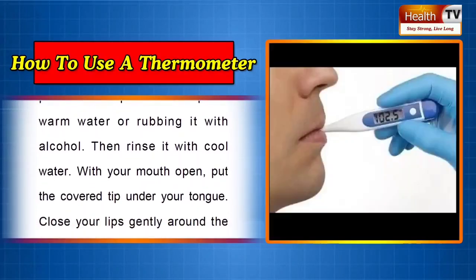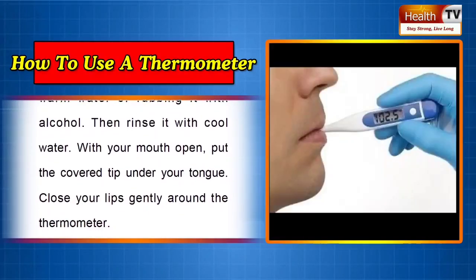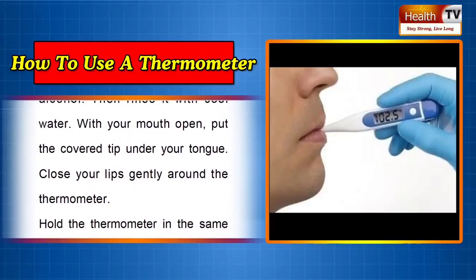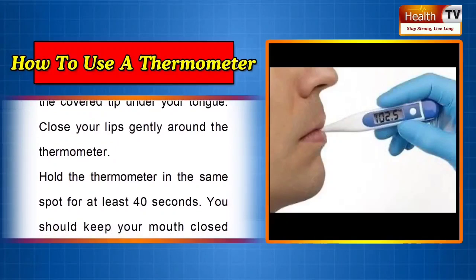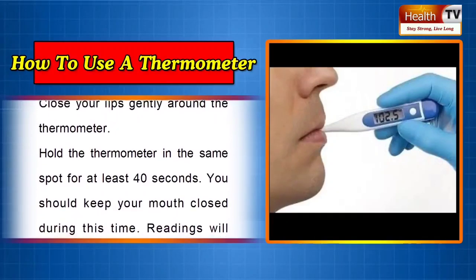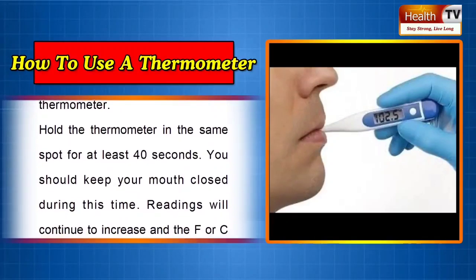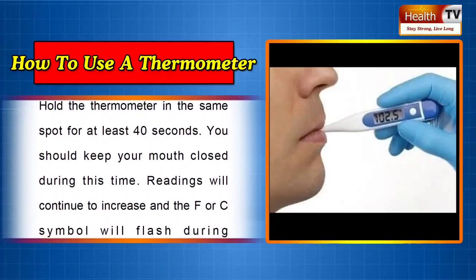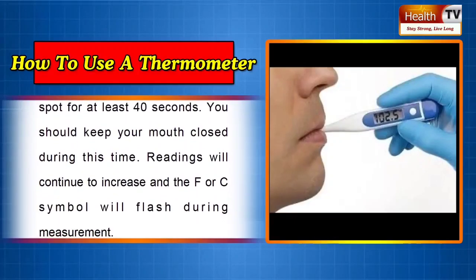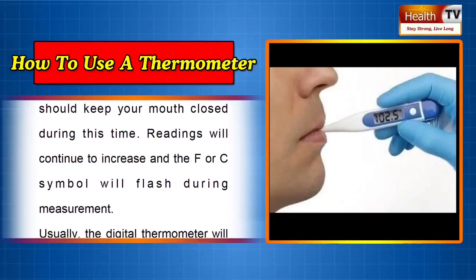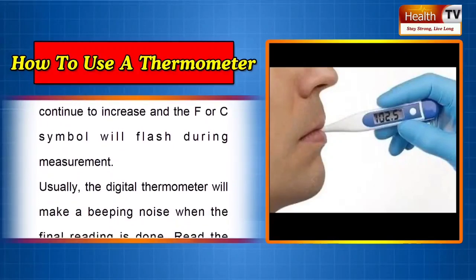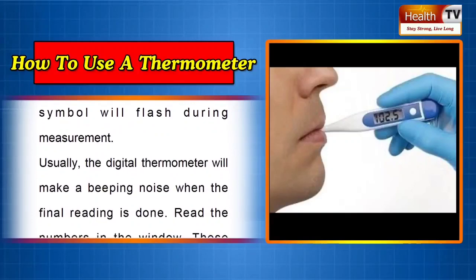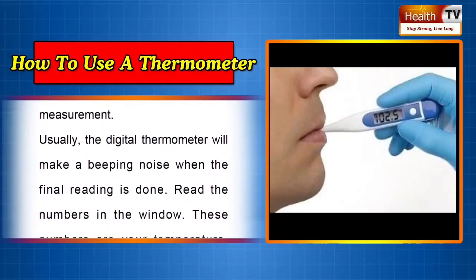With your mouth open, put the covered tip under your tongue. Close your lips gently around the thermometer. Hold the thermometer in the same spot for at least 40 seconds. You should keep your mouth closed during this time. Readings will continue to increase and the accuracy symbol will flash during measurement. Usually, the digital thermometer will make a beeping noise when the final reading is done.